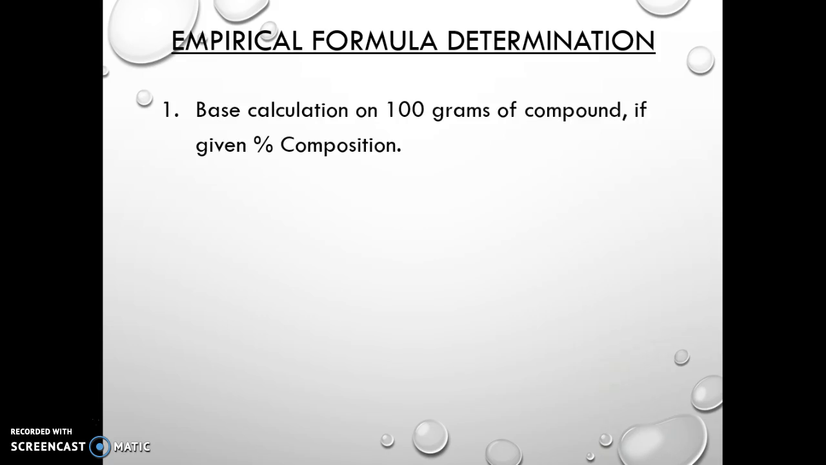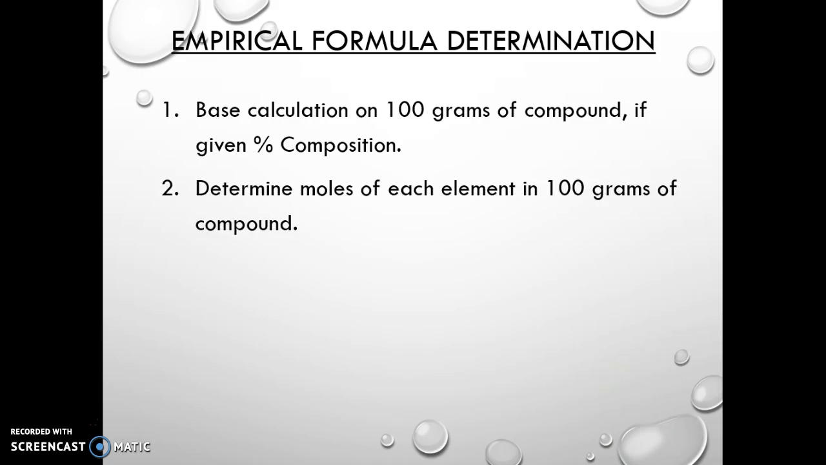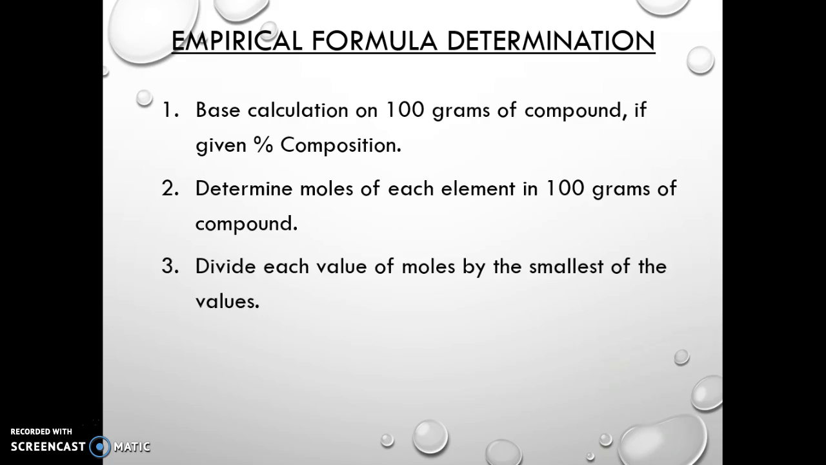If the calculation is based upon percent composition, we are going to assume 100 grams. What that basically means is the percents become the number of grams of each of those compounds that we have in that formula. After we assume 100 grams, if we need to, we're going to determine the number of moles of each element in the compound. Then we're going to divide each value of moles by the smallest value.